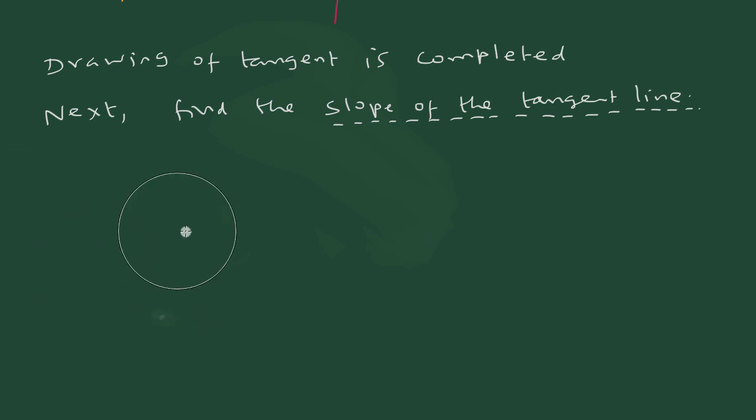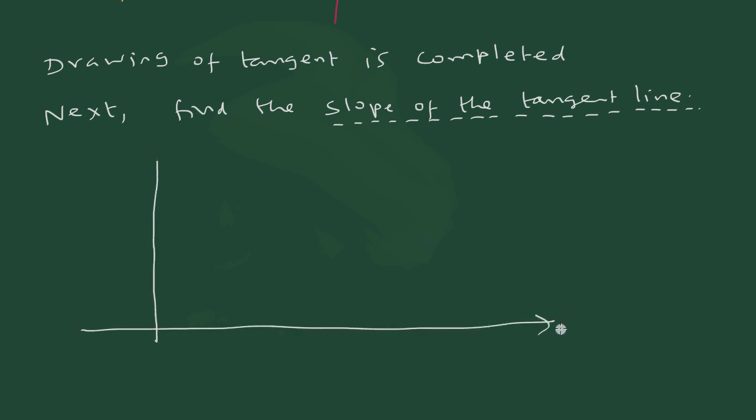Suppose you have any straight line, I'll erase this. Let me put the y-axis, put the x-axis. So you have x here, you have y here, and you have an origin here. And suppose this is the straight line that you have drawn. Let us say that this is my tangent.